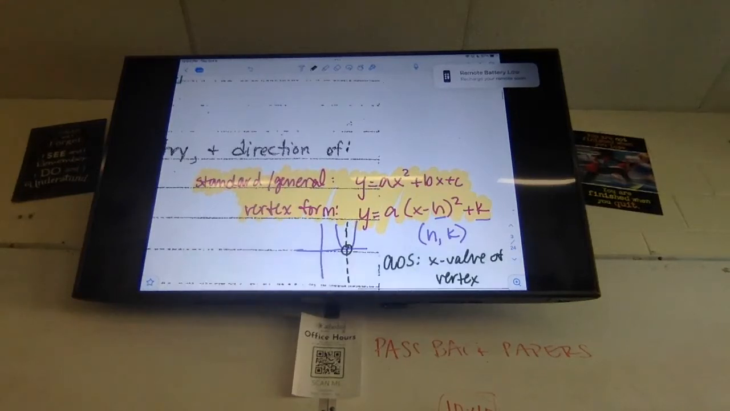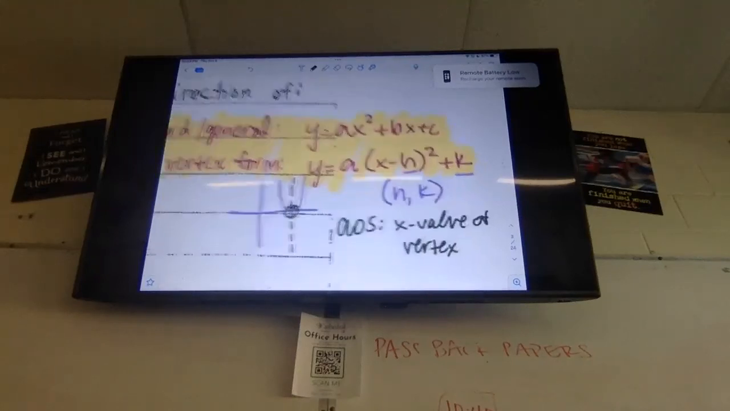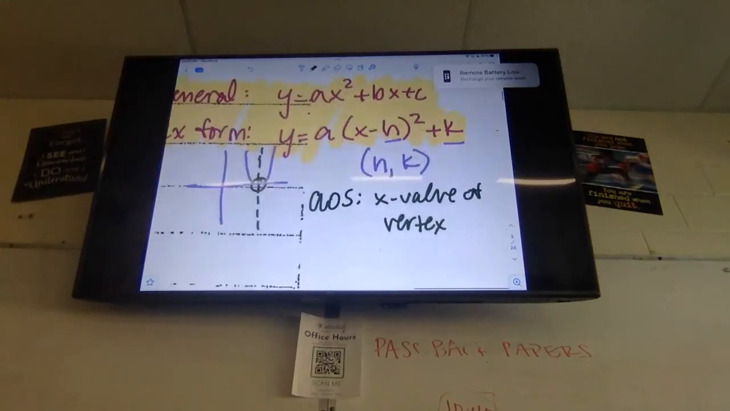So in this case, that would be what letter? No, sorry, I'm not on my problem yet. What would that be here? What would my axis of symmetry be, what's my x value of the vertex? Andrew? H, very good.